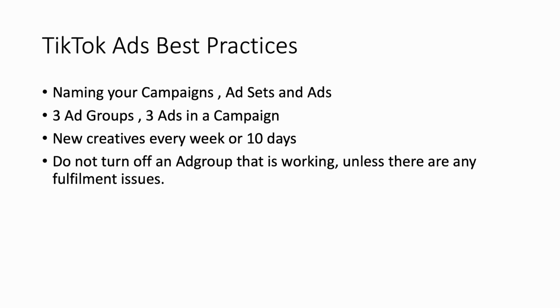Fourth one is do not turn off an ad group that is working. So once there is any ad group that is working very well, which means that the algorithm has figured out a good audience and a good strategy for that ad group. So if you do anything with that ad group, what happens is it gets into the learning phase again. So it messes up with the data and your costs might change.